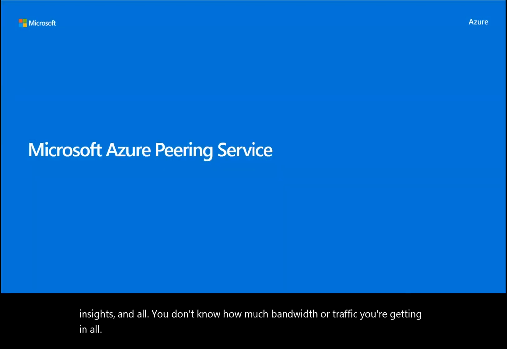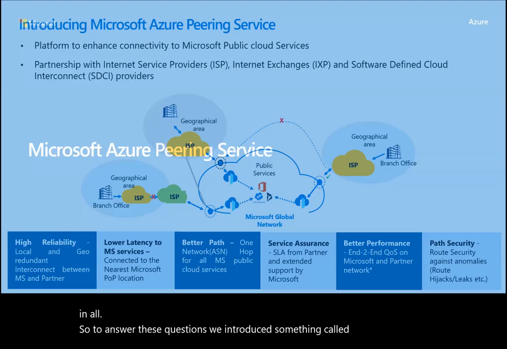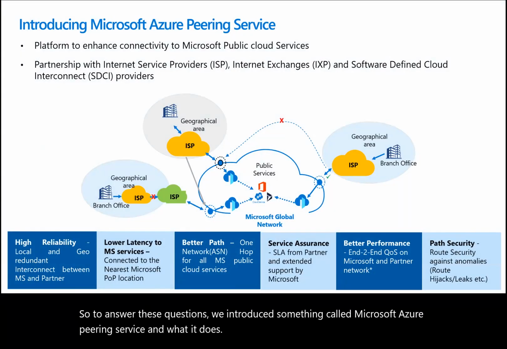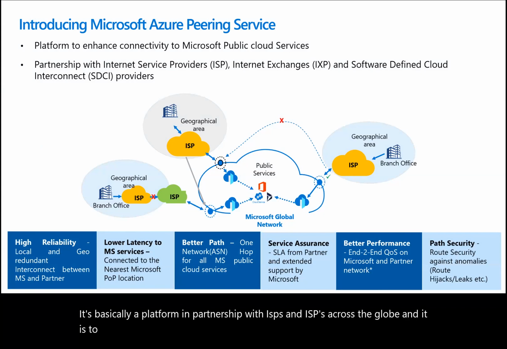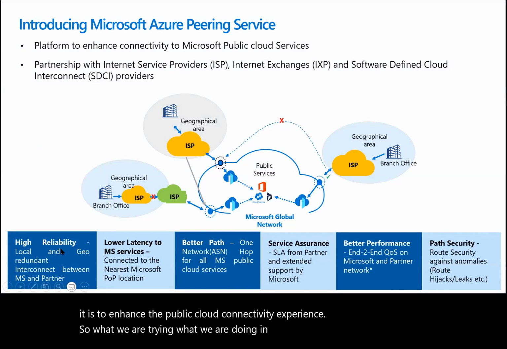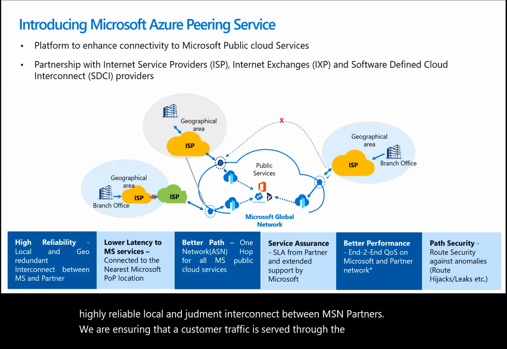So to answer these questions, we introduce something called Microsoft Azure Peering Service. Basically, it's a platform in partnership with ISPs and IXPs across the globe, and it is to enhance the public cloud connectivity experience. So what we are doing in this model is building highly reliable local and geo-redundant interconnect between Microsoft and partners. We are ensuring that the customer traffic is served through the nearest POP location to Microsoft. And why?